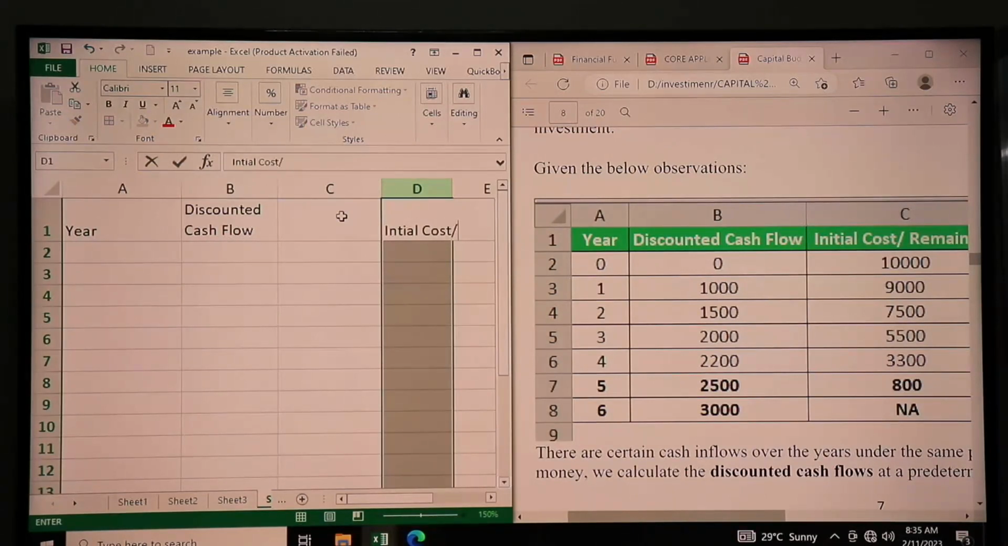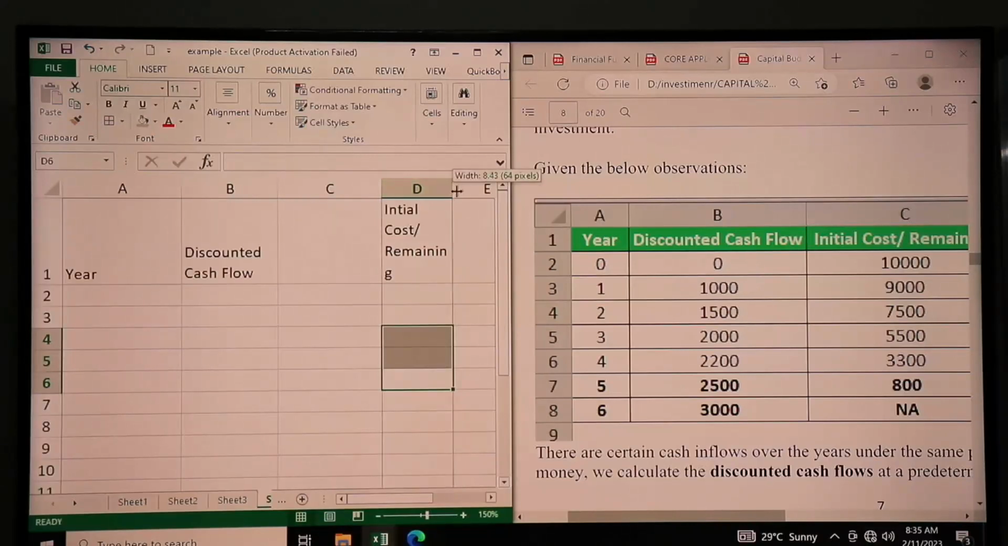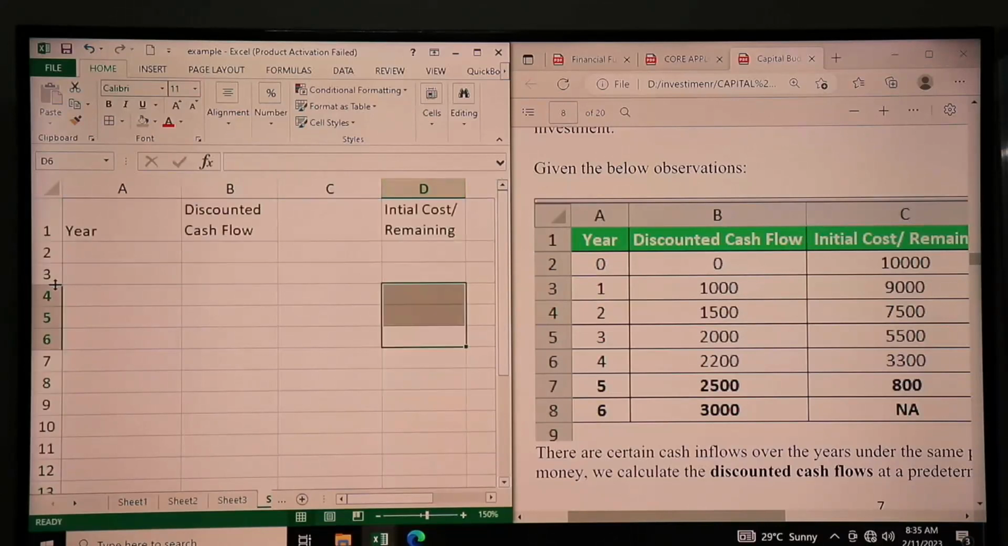Is initial cost stroke the remaining. So that is our data. So we want to form this data. Now here, this is supposed to be here.